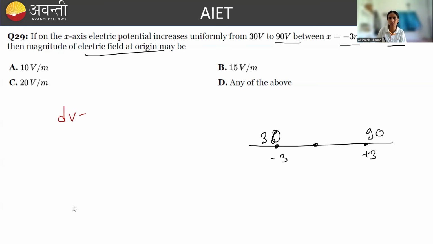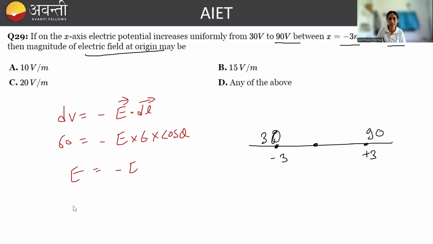There is one equation, dV equal to minus E dot dl. So dV here is 60, and dl here is 6, and the angle we don't know, so let's write cos theta. Electric field will become minus 10 divided by cos theta. Now cos theta is less than or equal to 1 in magnitude. So let's talk about just the magnitude. E equal to 10 by cos theta.